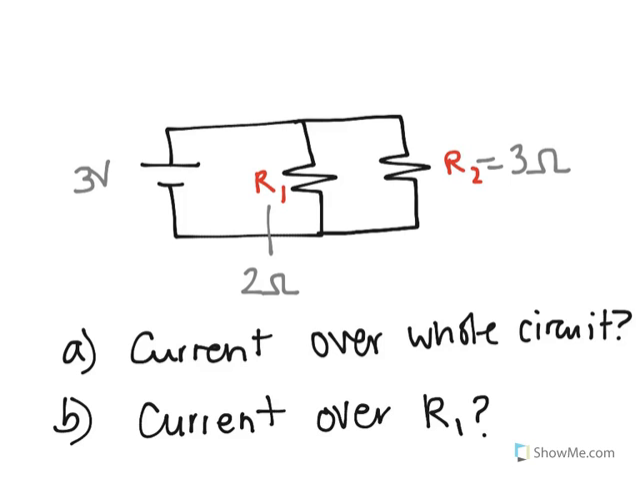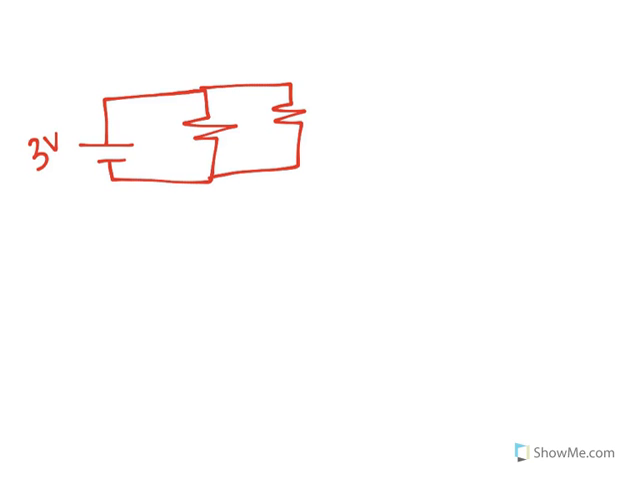So here you can see our circuit, we have a battery of 3 volts, and then we have two resistors in parallel, one with a resistance of 2 ohms and the other with a resistance of 3 ohms. So let's get started on part A of this question and look for the current over the entire circuit. Now we already know that the voltage over the entire circuit is going to be the same as the voltage of the battery. That's to say it's going to be 3 volts, and then we have our resistances of 2 ohms and 3 ohms. So the first thing we want to do is find the equivalent resistance of the two resistors.